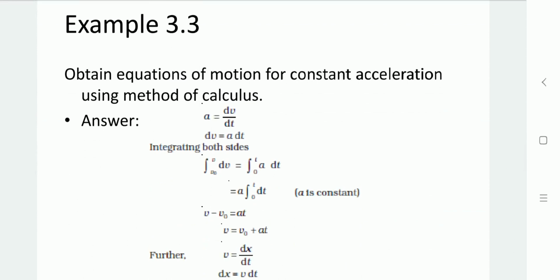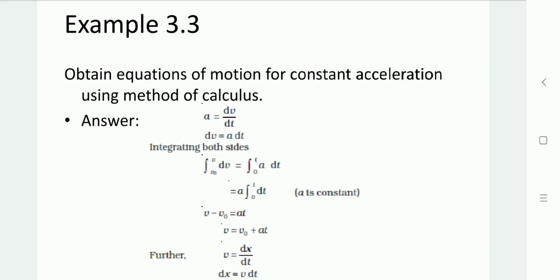First example: obtain equations of motion for constant acceleration using the method of calculus. So here we need to obtain the equation of motion for constant acceleration. We have the instantaneous acceleration a equal to dv by dt. So dv equal to a dt.